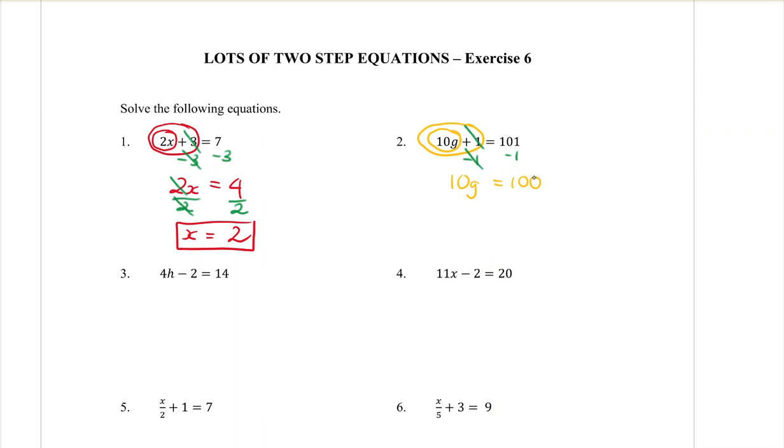Second step is to get rid of the 10. 10 is multiplied with the g, so the opposite is to divide by 10. Cancel the 10's off. g is by itself, and I divide. 100 divided by 10 is 10.